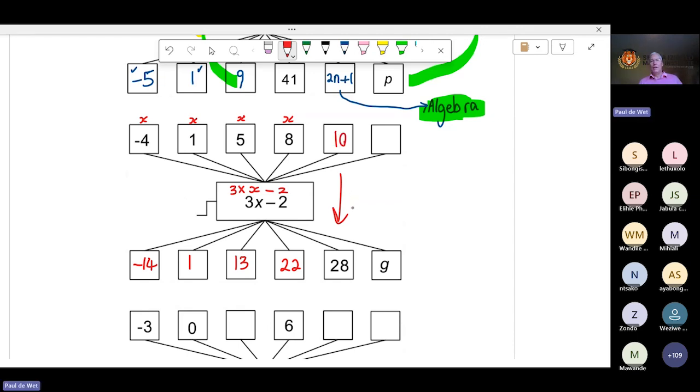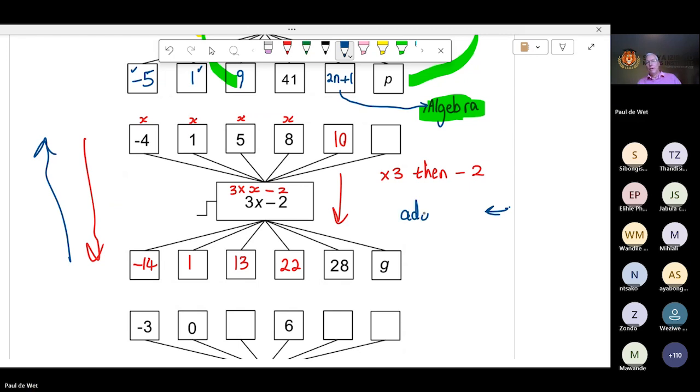Okay. All right. Listen carefully. Multiply by 3, then minus 2. That's what this machine does when we go from the top to the bottom. Now, let's go from the bottom to the top. We want to go backwards. We want to undo. So we want to start here and go backwards. Now, what's the undoing of minusing 2? Add 2. And what's the undoing of timesing by 3? Divide by 3.